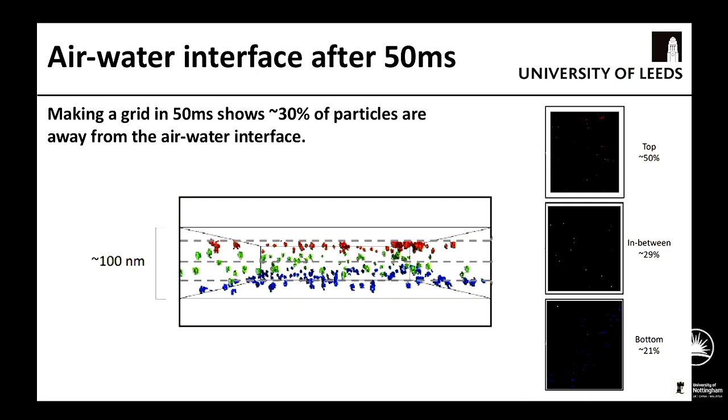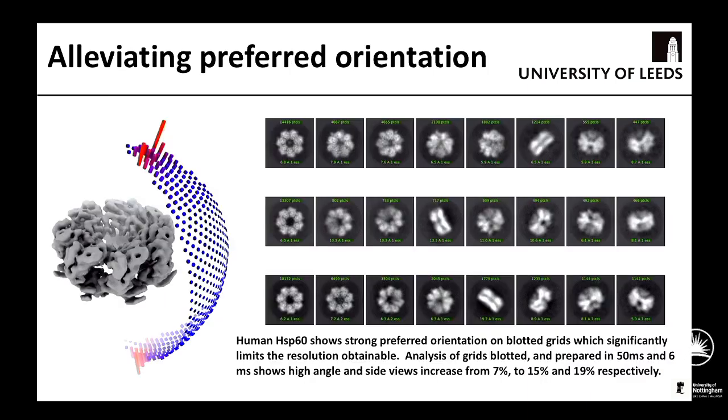But what does this relate to in practical terms? So to look at that, we've gone to human HSP60. This is a protein that was worked on by a member of the group as a rotation.